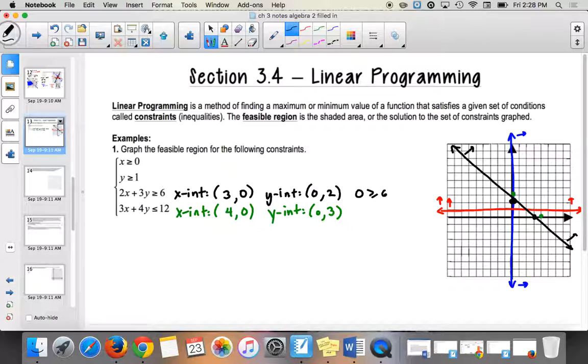Now that we have this green line, which way am I shading for the green line? Oh gosh, it's super tiny, isn't it? I'm shading towards 0, 0 because now I have 0 is less than or equal to 12, which is true. So it ends up being this tiny little area right in there. It looks like this.